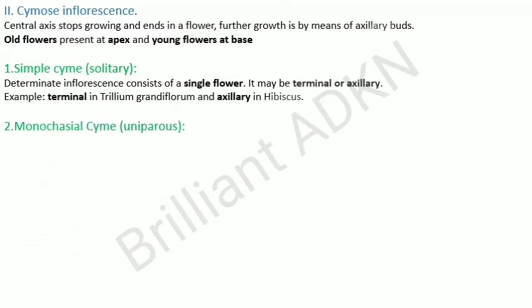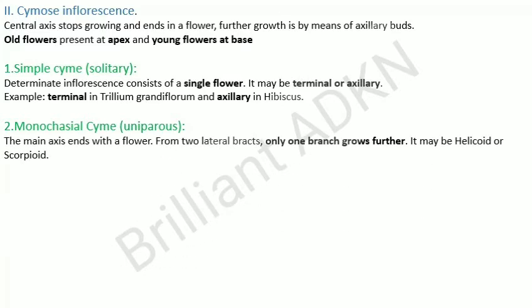Next, second topic is monochasial cyme, that is uniparous. Uni means one. The main axis ends with a flower. From two lateral bracts, only one branch grows further. It may be helicoid or scorpioid.